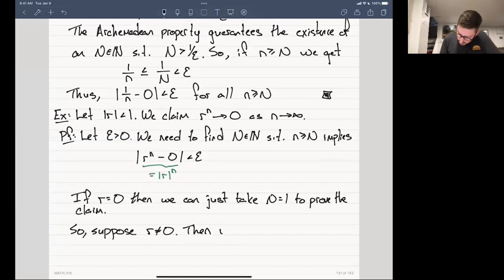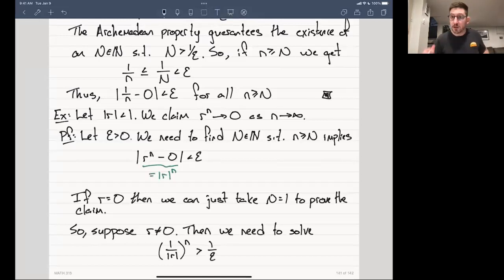Then we need to solve. So if we invert this inequality here, this is equivalent to saying 1 over the absolute value of r all to the power of n is bigger than 1 over epsilon. So you can compare this to the previous example.